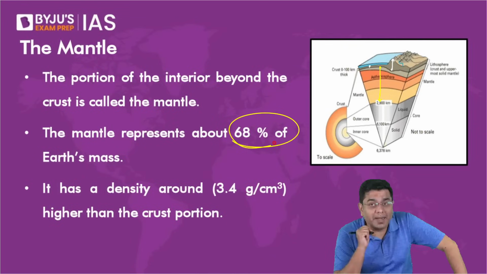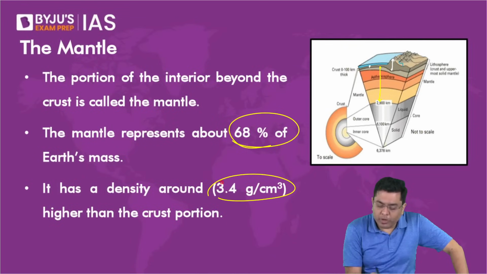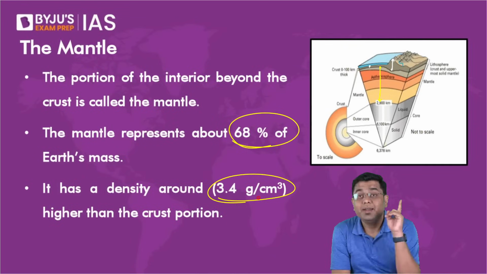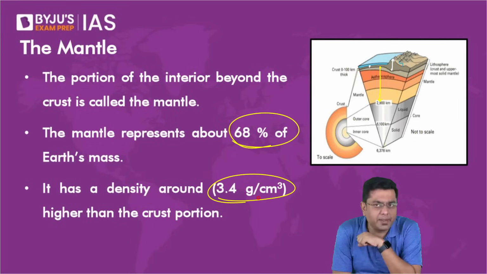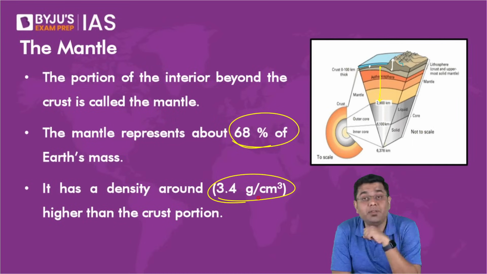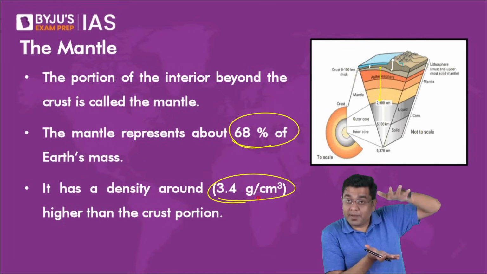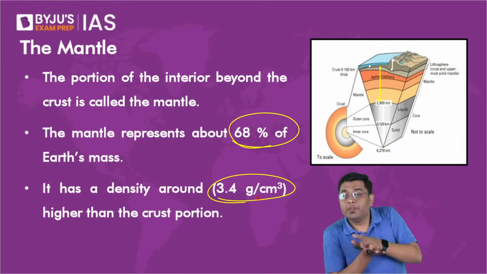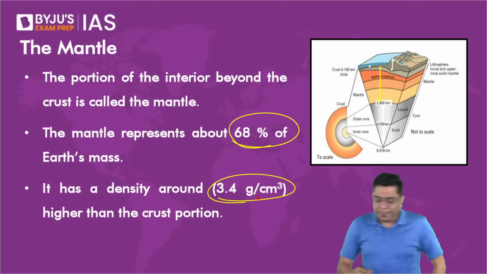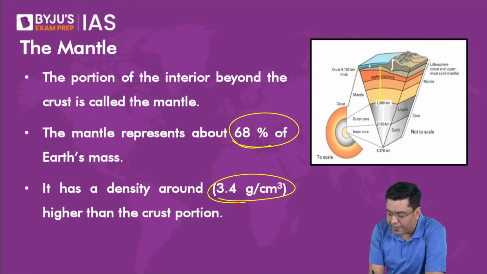Average density of the mantle is around 3.4 gram per centimeter cube. That is, the density is much higher than the crust, and it increases as you move from the upper region of the mantle to the lower region of the mantle. Why is it that the density will increase in the lower region of the mantle? Because the upper portion of mantle will also exert its weight, pressing the material further down. So that is why density keeps on increasing as you move from upper portion of the mantle to the lower portion.